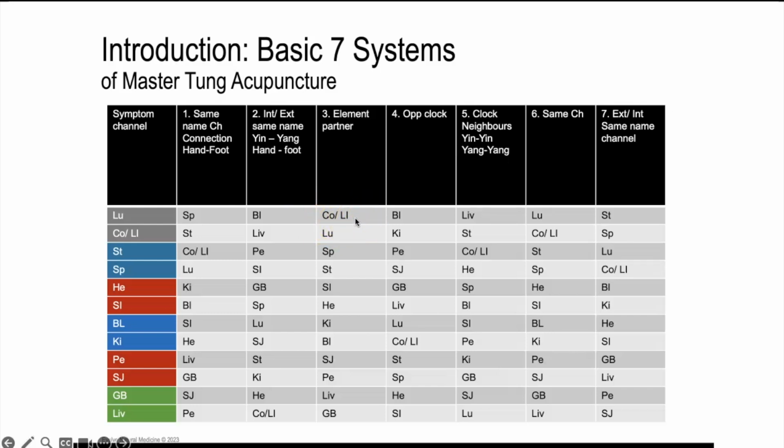I learnt colon instead of large intestine, so I use both. I find colon easier. And so when we're looking at system 4, we can use the bladder channel. When we're looking at system 5, the liver. System 6, the same channel, the lung will balance the lung. And also system 7, the stomach will balance the lung. So we're going to go through each of these systems to help you understand it a little bit better.